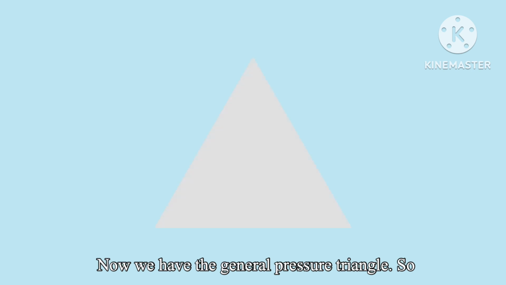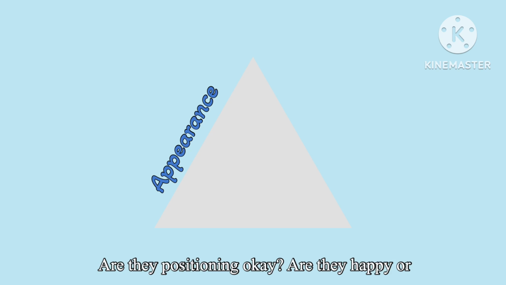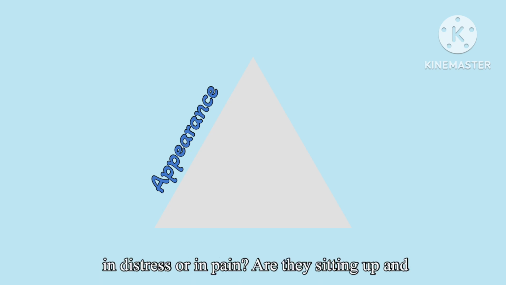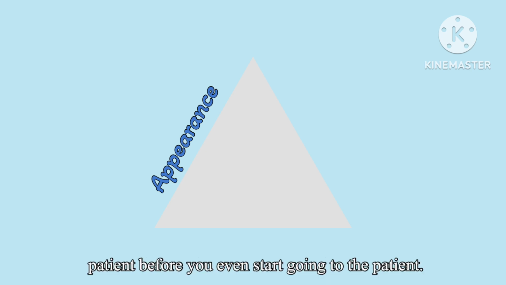Now that we have done the scene, next is general impressions. By the way, this is what you do before you go to the patient. Now we have the general impression triangle. First we have appearance. Do they look alert? Is their positioning okay? Are they happy, or in distress or in pain? Are they sitting up and interacting with you, or are they on the floor, not interacting, unconscious? The expectations of a patient can be age dependent as well. This is while you're just looking at the patient before you even go to the patient.